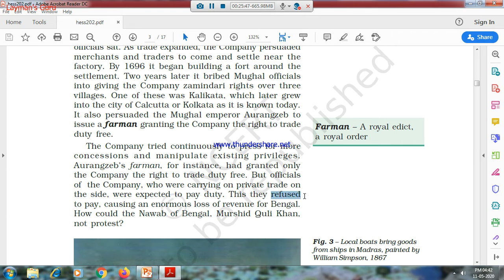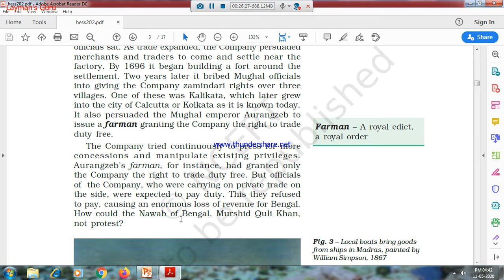Actually, the company was running at a loss. But with all this private trade, whenever a ship left for Britain, these company officials would send their own bulk orders, their own goods, to sell in Britain. When it was a company's item, it was exempted from duty. But those individual officials of the company also wanted to make use of this exemption.